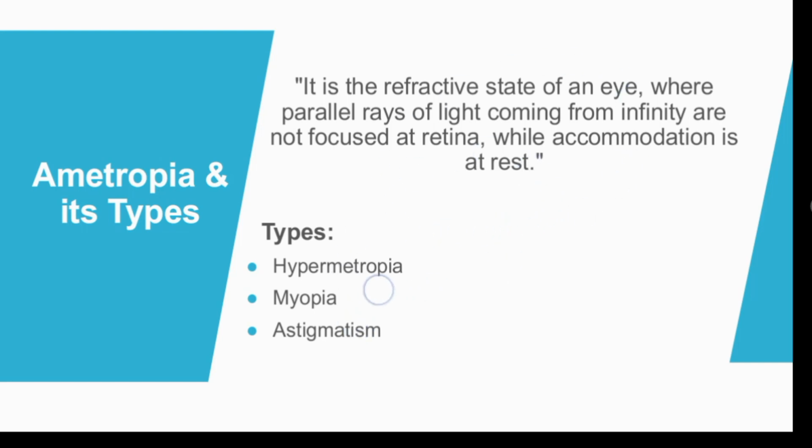So the light rays are not converging properly and on time, as we have in the hypermetropic state, right? So there are three types of ametropia: hypermetropia, myopia, and astigmatism. We are going to discuss these step by step in the coming slides.